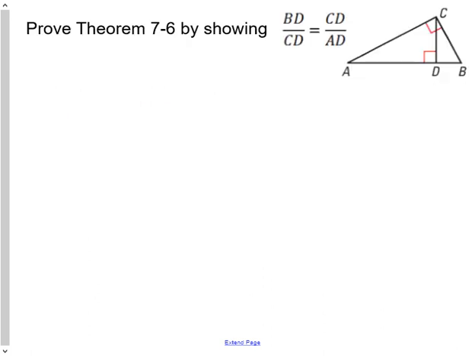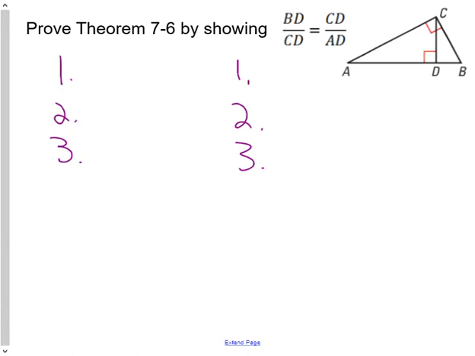Next, we got some proofs coming out. Okay, prove theorem 7.6 by showing BD over CD equals CD over AD. Now, in the past, we proved similar to this already. The nice part is we are allowed to use theorem 7.5. Now, normally I have it numbered for you. This is 3 steps because we don't need to prove similar.